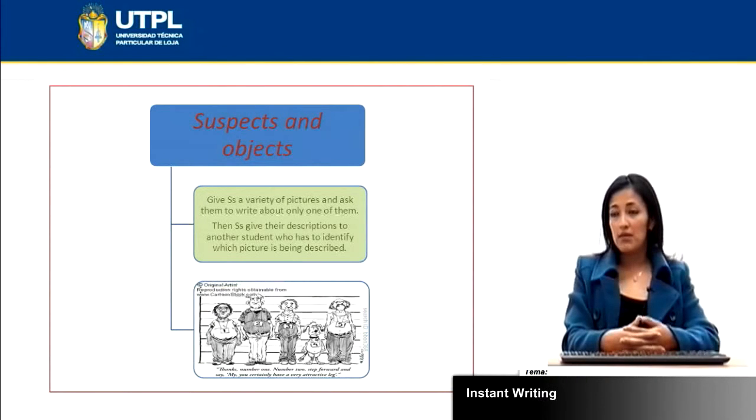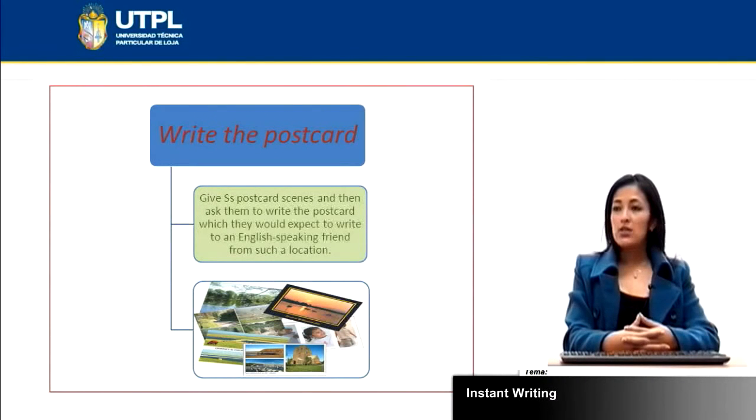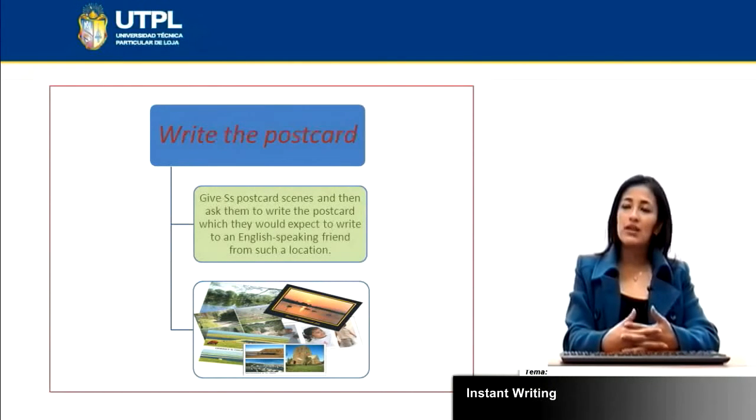So here we have an example, and the students have to look at these different pictures, and then they have to give their descriptions to another student who has to identify which picture is being described. Another activity that is very interesting and students like is writing the postcard. So here you have to give students postcard scenes, and then we have to ask them to write a postcard which they would expect to write to an English speaking friend from such a location.